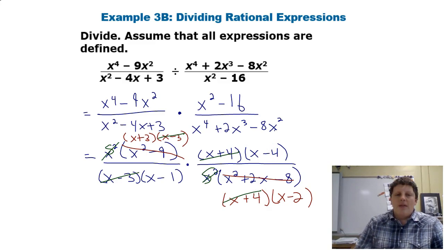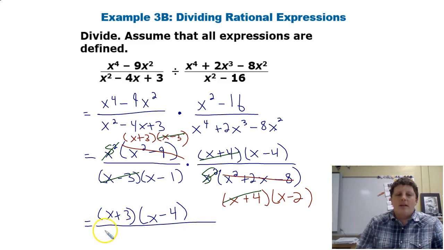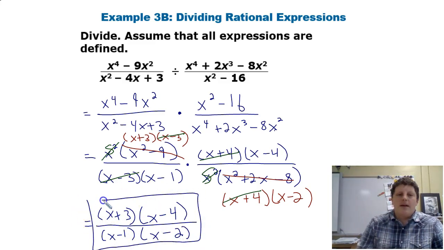All right, so at this point, you have to be careful and make sure that you've accounted for everything. What's left behind in the numerator is x plus 3 and x minus 4. What's left behind in the denominator is x minus 1 and x minus 2. And since we are not worrying about excluded values here, we're assuming that everything is defined. We can circle this, and we got it.